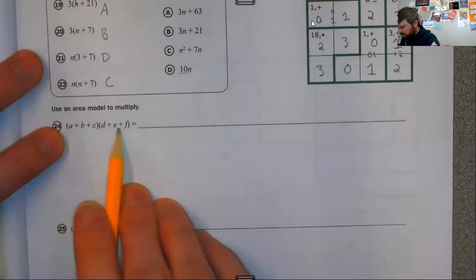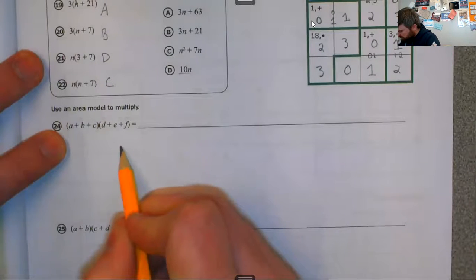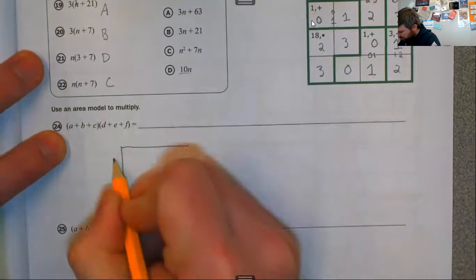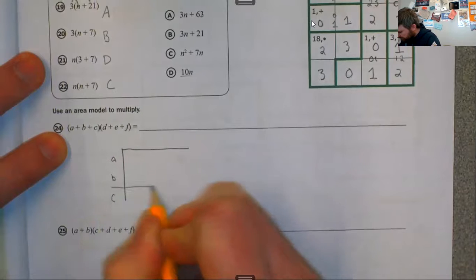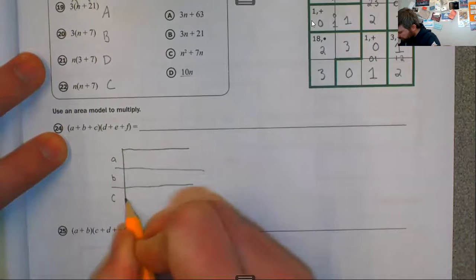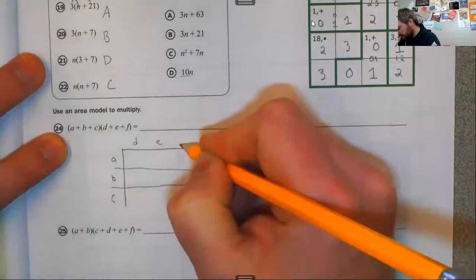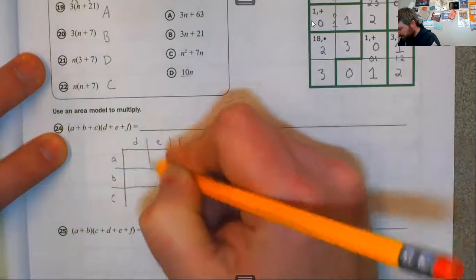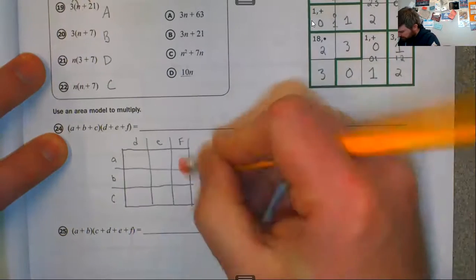So we've got 3 terms here. So when I set this up, again, it doesn't matter which numbers go on top or bottom. So I have A, B, and C here. Then we're going to have D, E, and F here. And this will really show us how easy this multiplication is.